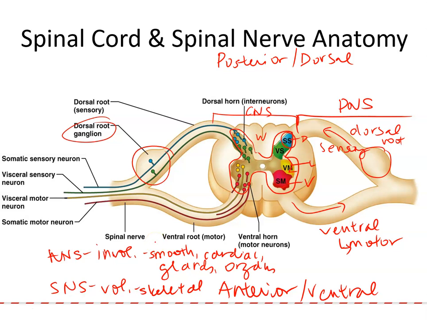So let's talk about this. When you put your hand on a hot stove, the information comes in by way of your sensory root, that is the dorsal root of your spinal nerve. It may stop and talk to an interneuron in the dorsal horn of the gray matter. Then the response may be sent back out one of these ventral horns. Those ventral horns send that information by way of this ventral root, which is carrying motor information to skeletal muscles.